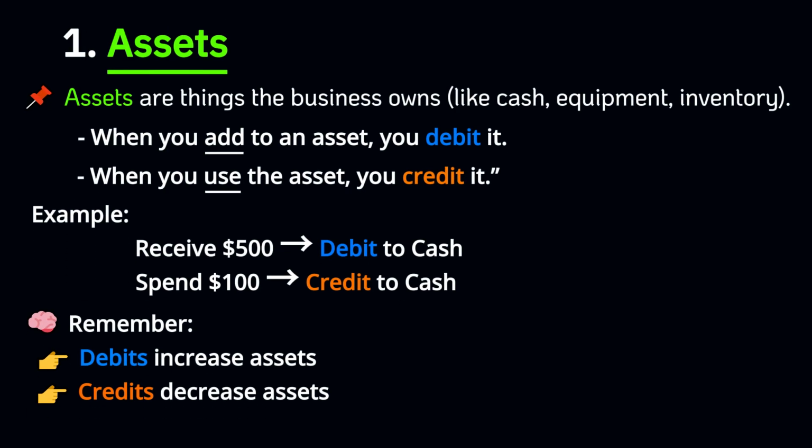First, assets. When you add to an asset, like pouring more cash into your business, you debit it. When you take money out, like buying something using that cash, you credit it. For example, if you receive $500 in cash, that's a debit to cash. If you pay $100 from your bank account, that's a credit to cash. So remember, debits increase assets, credits decrease assets.